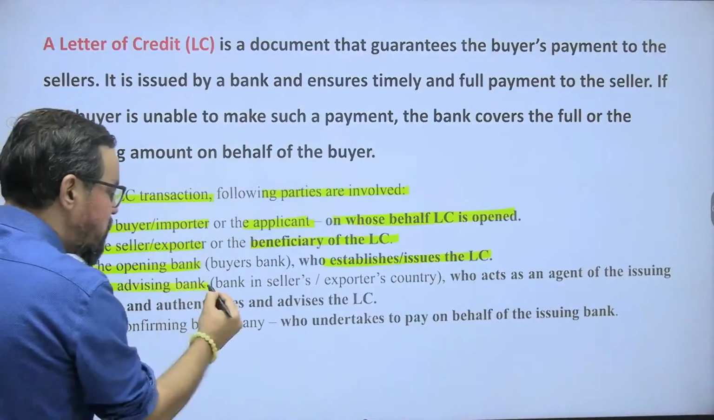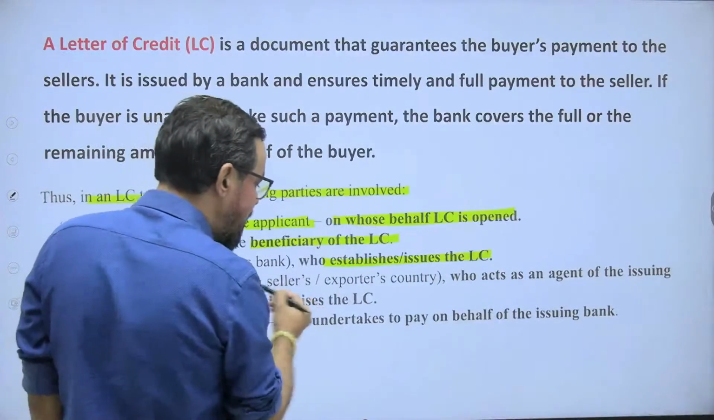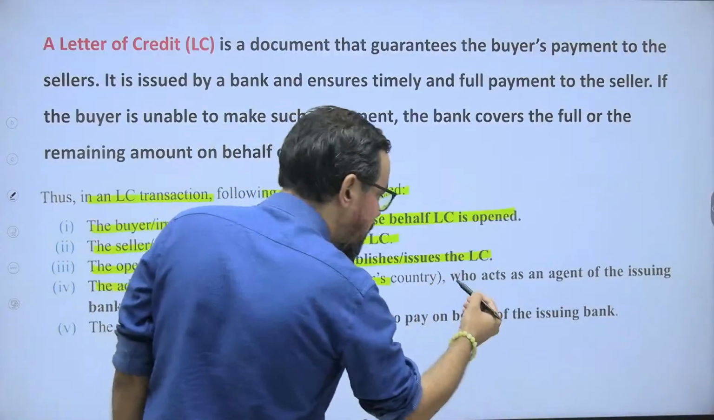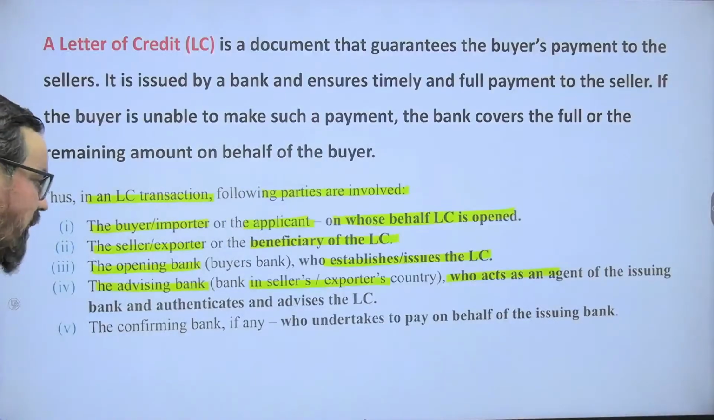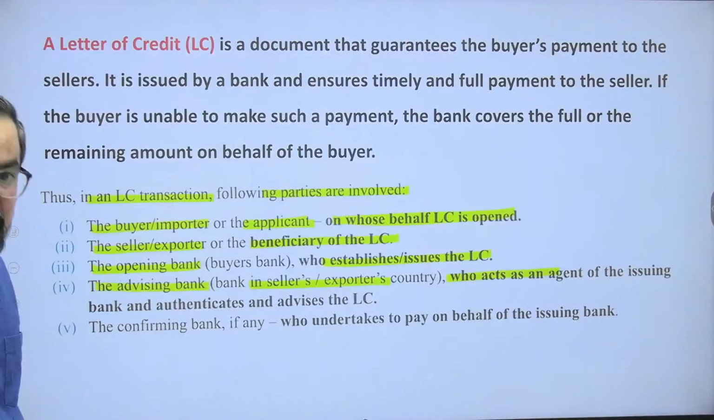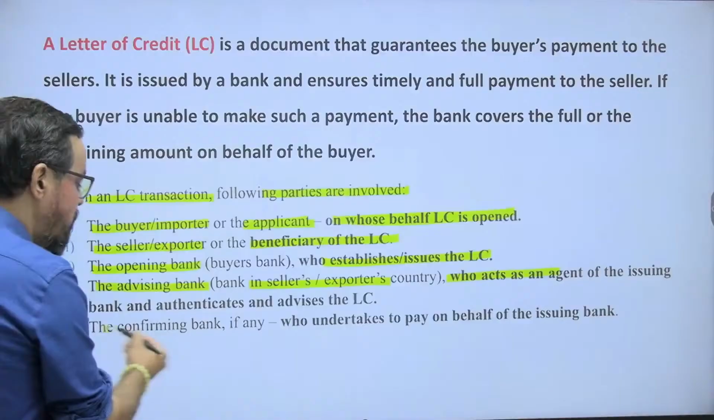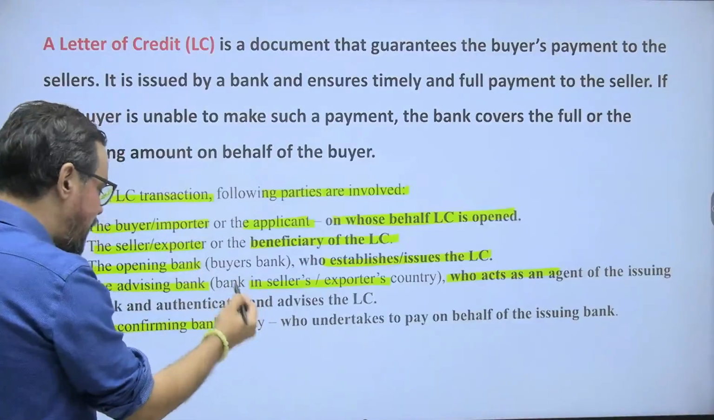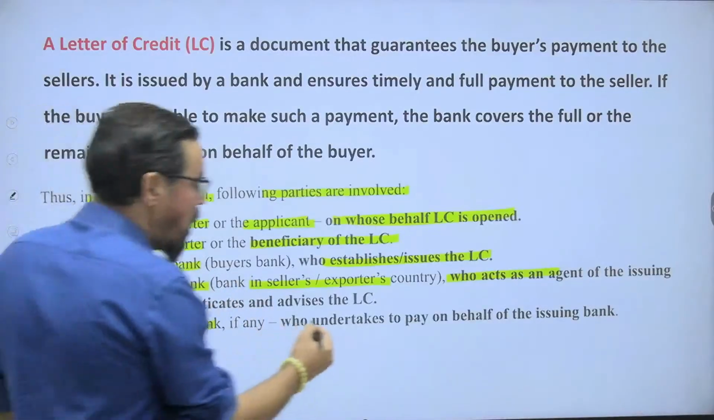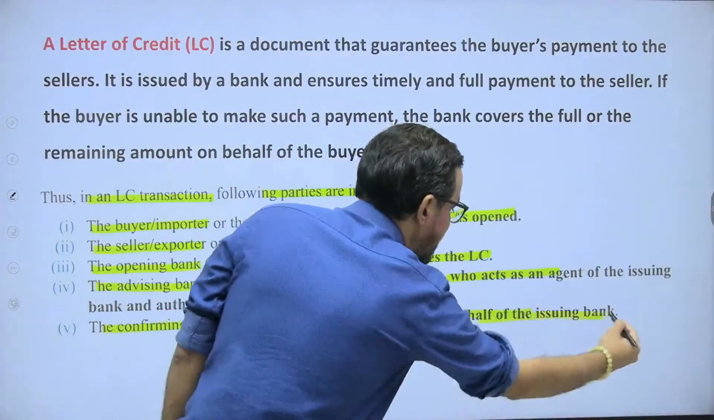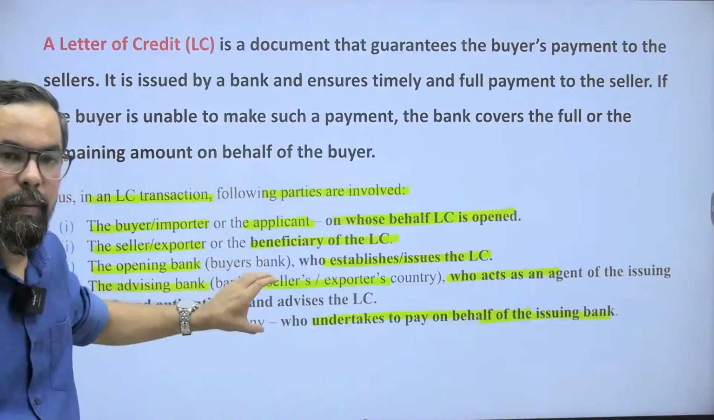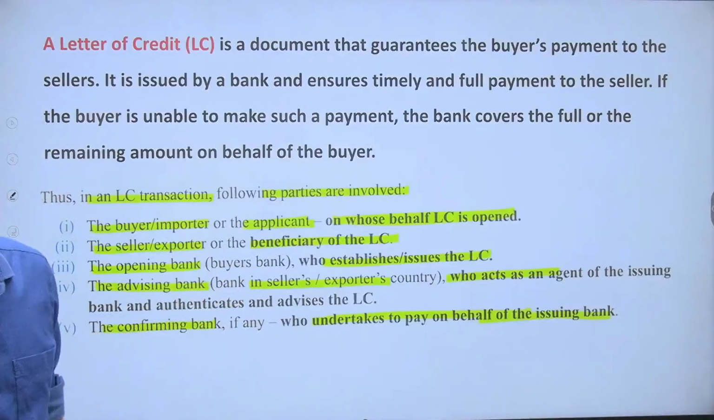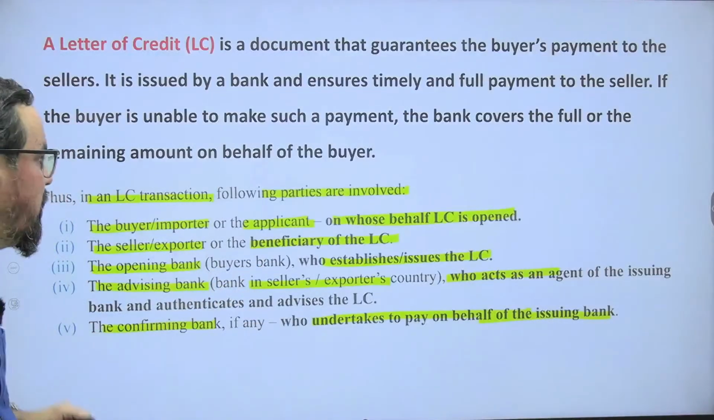The advising bank is the seller's or exporter's country bank, which acts as an agent of the issuing bank and authenticates and advises the LC itself. The confirming bank can be the advising bank, or sometimes it can differ, and it undertakes to pay on behalf of the issuing bank. Most of the time these two banks are the same, but they can also be different, okay.